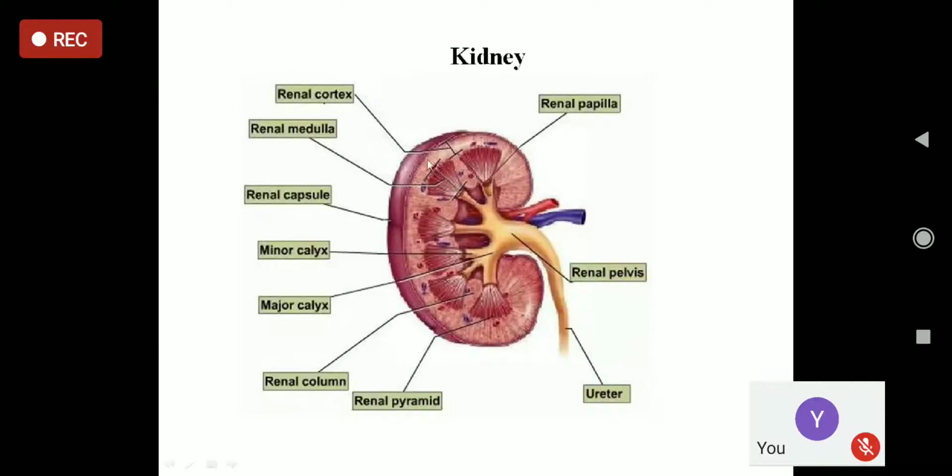Now, this portion is very dark red in color because these portions have plenty of Bowman's capsules. Bowman's capsules are more here, and the tubules are mainly here. The tubules have less blood supply, so it is not so intensely red, right? So the tubules are here, and the nephrons. You know that the functional and structural unit of the kidney is the nephron.